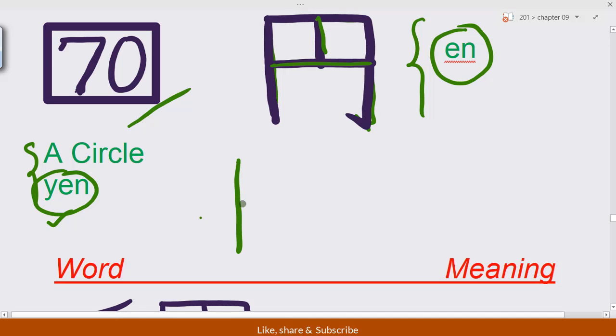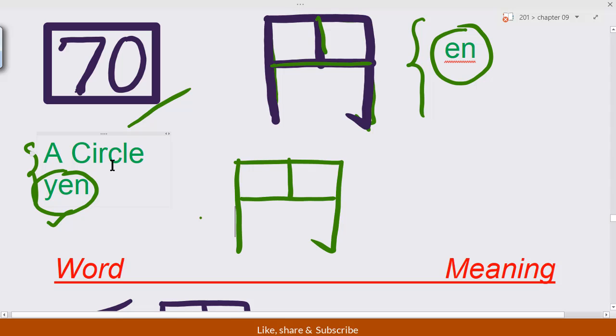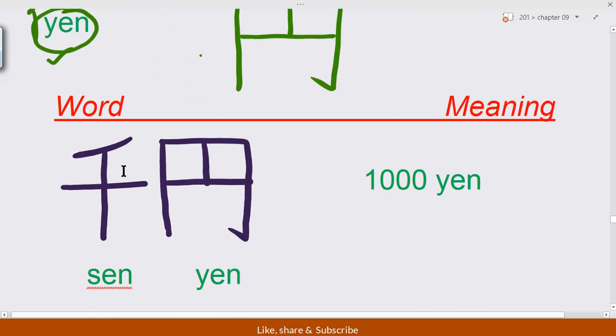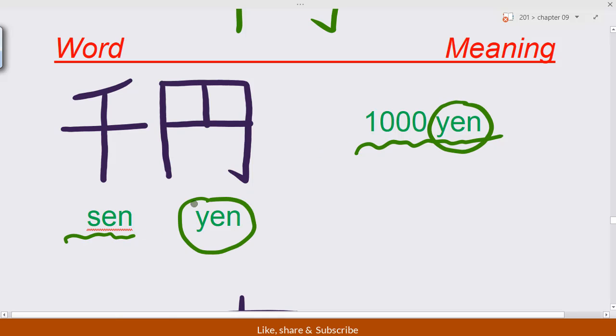So roughly here. So Japanese yen. Japanese coin, that means Japanese yen. So here, what? The 1000 yen, 1000 yen in Japanese yen. Sen means 1000. Yen means, in Japanese, money.